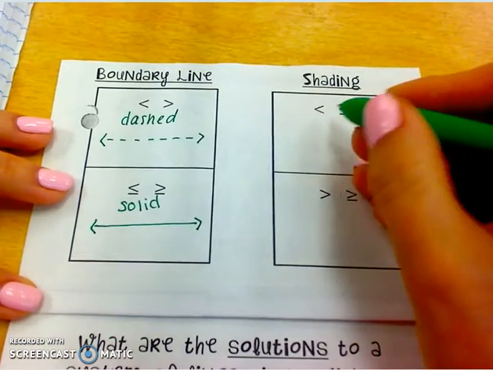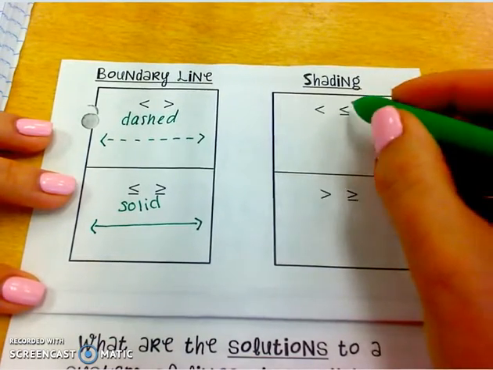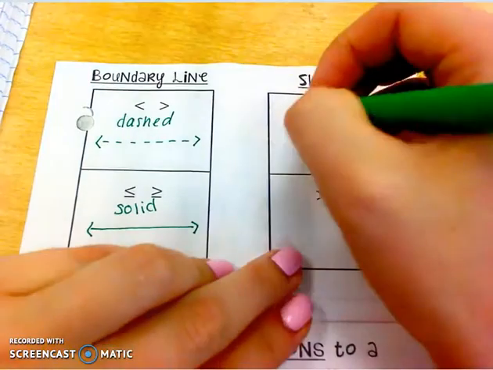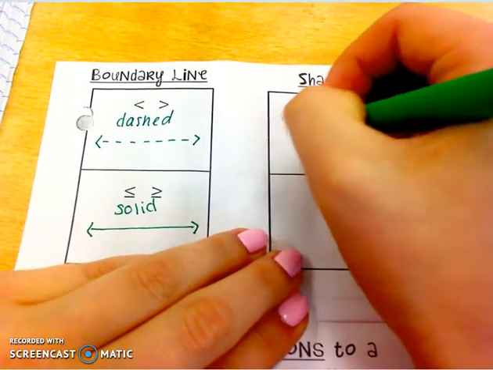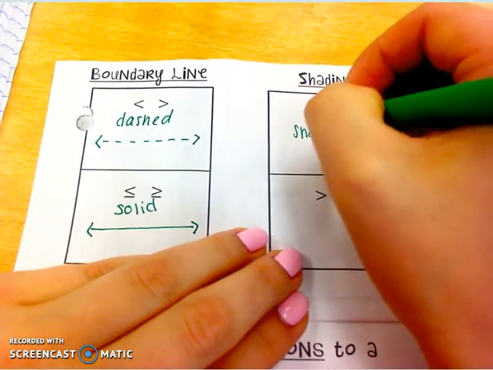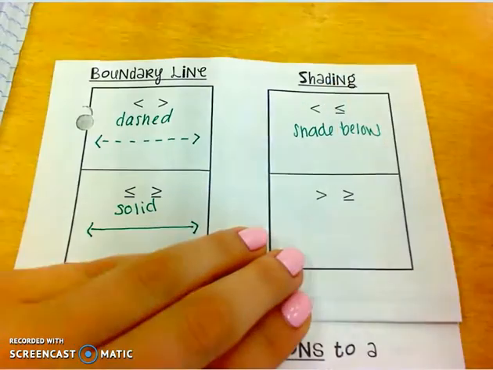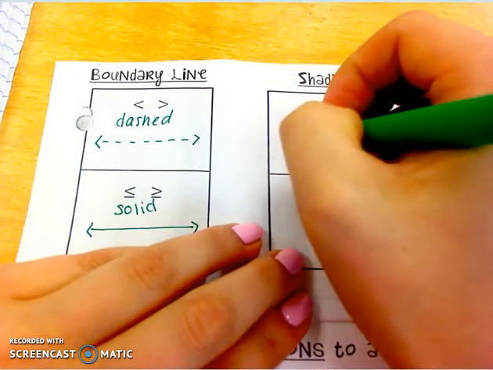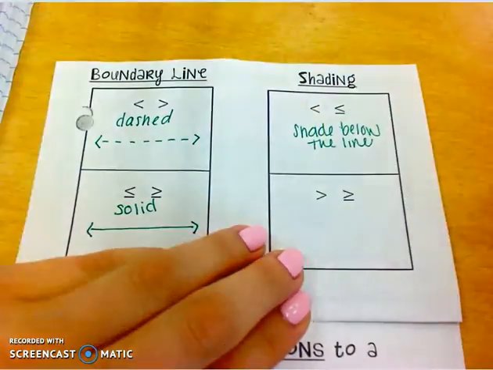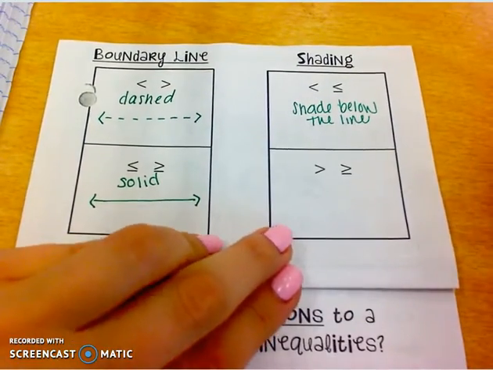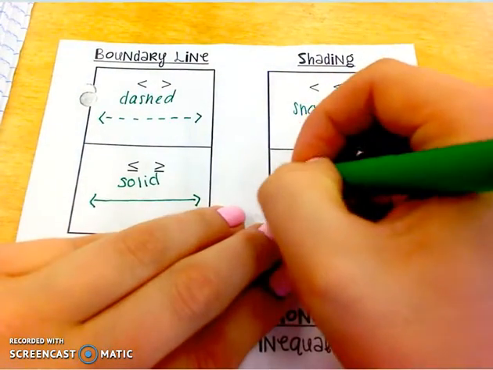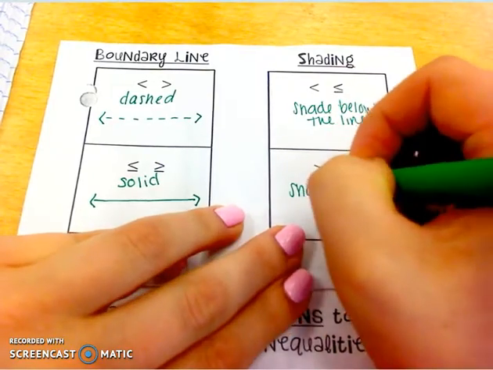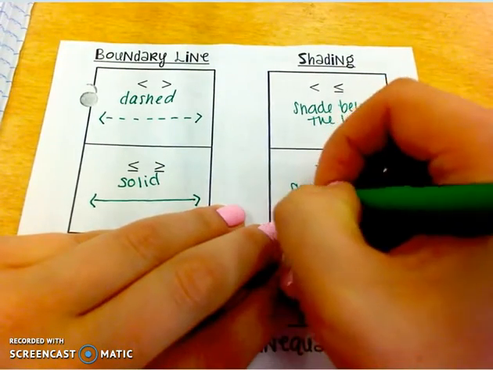And then our shading. If it's less than or equal to, it's everything shaded below. So shade below the line. And then greater than or equal to, we're going to shade above the line.